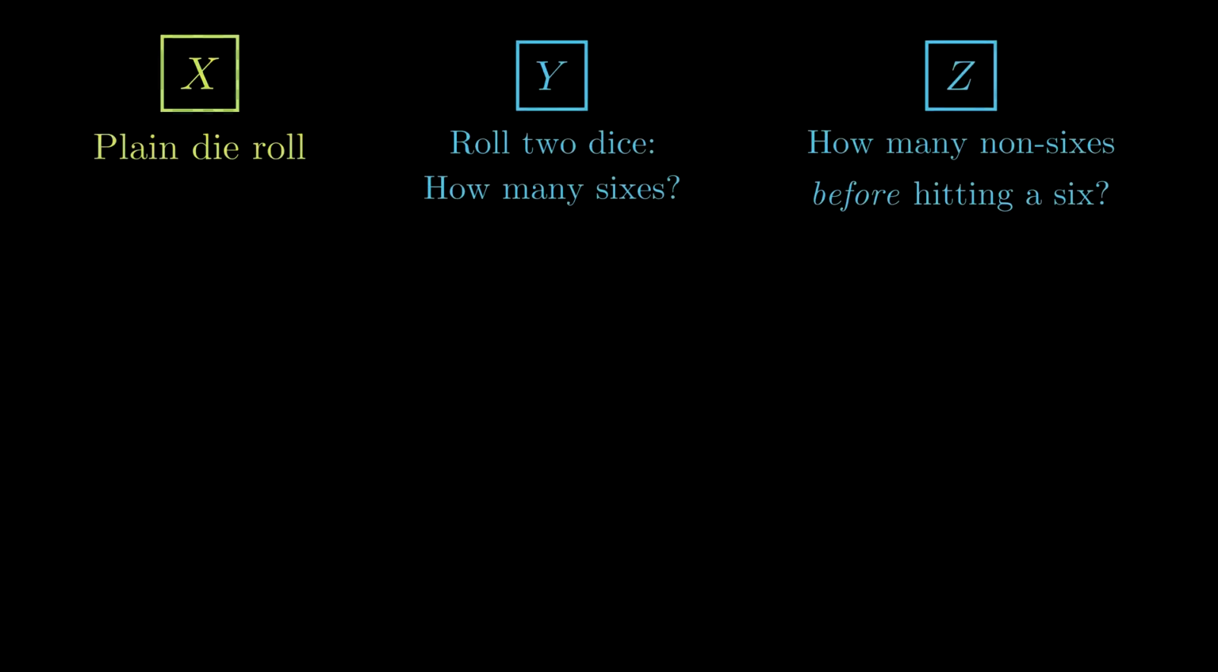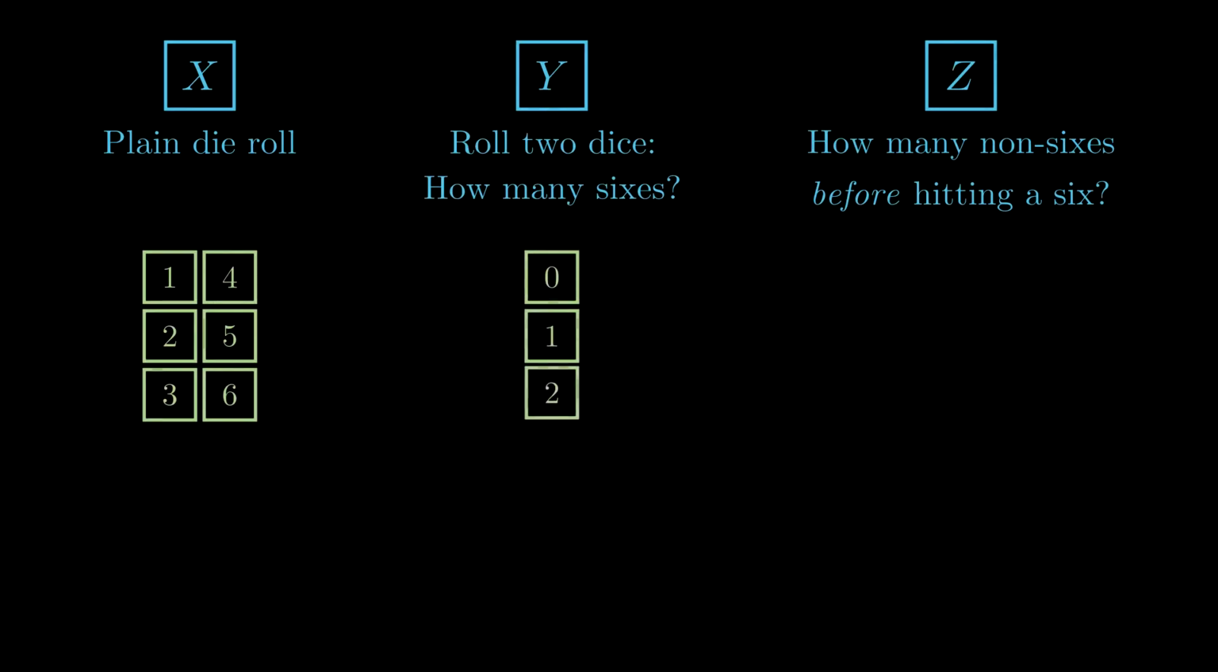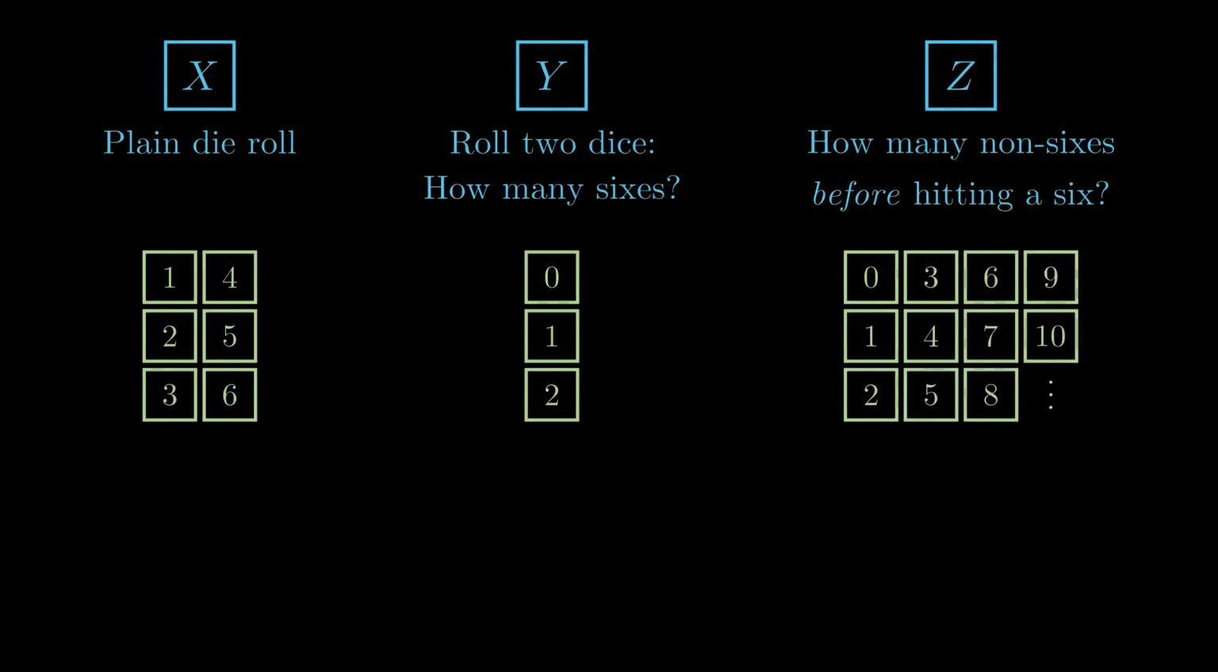So for X, the plain die roll, the sample space is just the numbers from 1 to 6. For Y, it was just 0, 1, and 2. That's how many 6s he could get. And we saw for Z, it could be any non-negative whole number. Right? We saw that he could give you a 0 if he hit the 6 immediately, or if he's super unlucky, he could take 100 tries or 1,000 tries before getting a 6. Okay, but it's technically possible, so that means that Z's sample space is really any non-negative whole number.